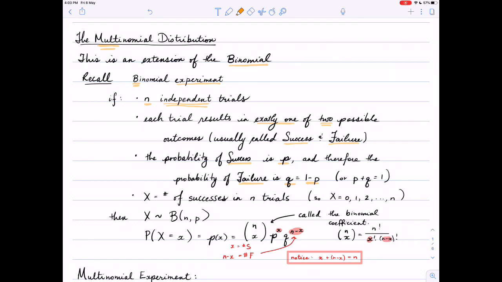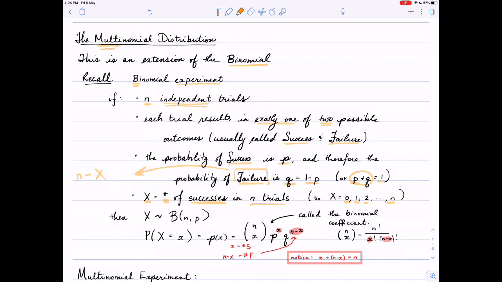But said another way, which is going to be useful in the multinomial, if you add those two up, because those are the only two categories, p plus q must give you 1. And x, the variable, is counting the number of successes in the n trials. So there could be 0 successes, 1 success, 2, all the way up to n successes. And you don't need to count the number of failures, because the number of failures is n minus the number of successes, since there's only two.